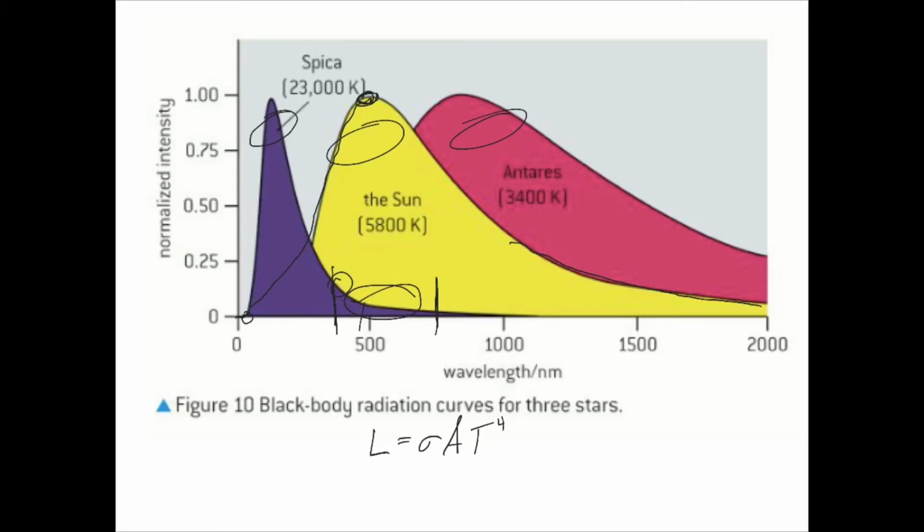Same thing with the red ones, right? The red one is going to still have light all the way from here to here. It's still going to look white, but because there's more red than blue, it probably will have a little bit of a reddish tint, okay?